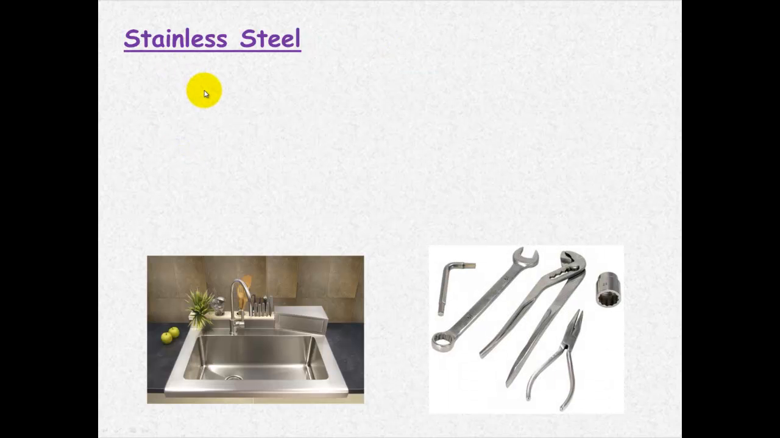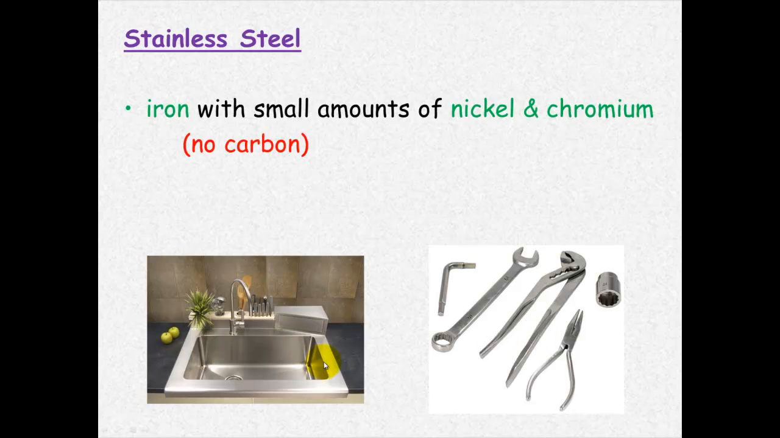Stainless steel is another interstitial alloy, and you see that all around us. It's often used to make tools. It's more popular than steel, and often used to make sinks. And the reason for this is that it's resistant to corrosion. Very resistant to corrosion. In other words, it doesn't rust. So it's iron with small amounts of nickel and chromium, and this has no carbon in it. Even though it's classed as steel, there's no carbon present.